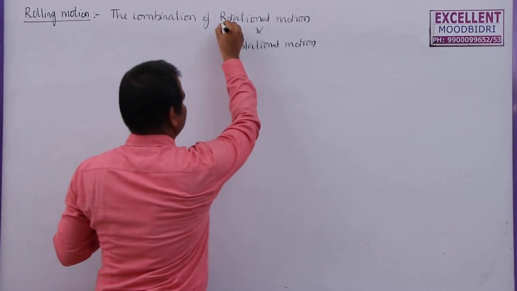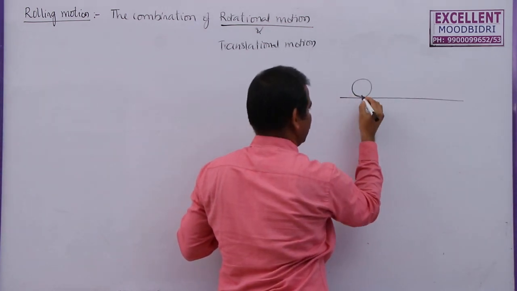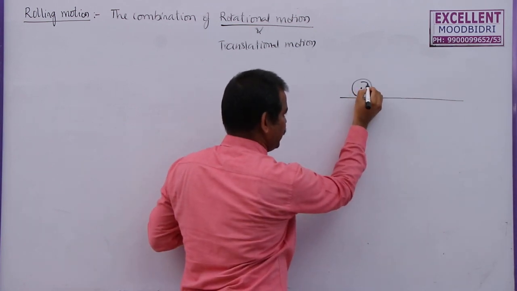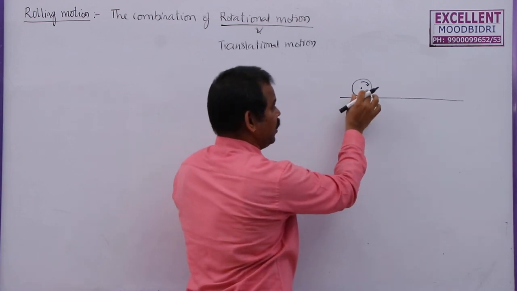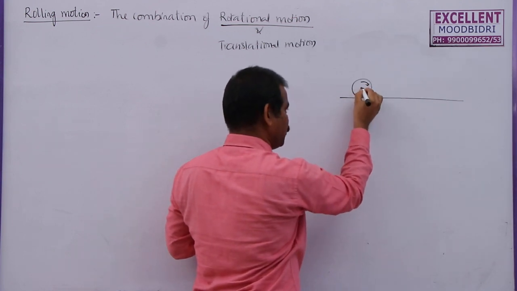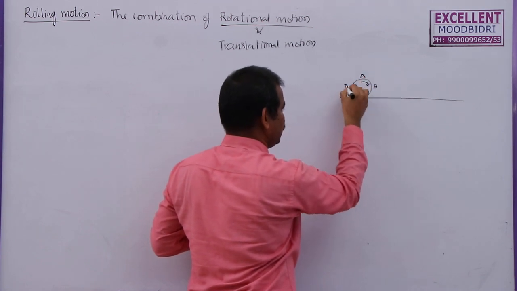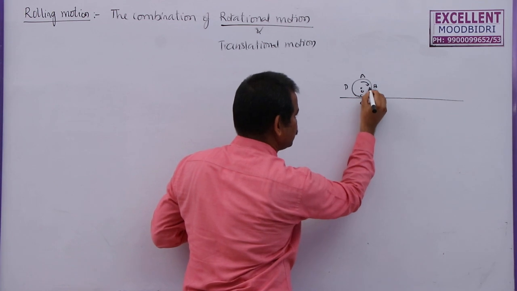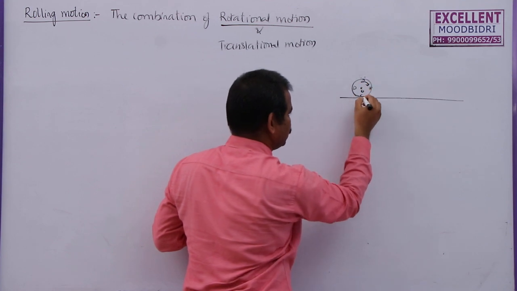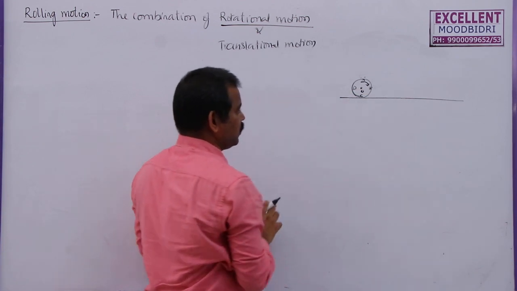Here, if you consider the rotational motion of a body, let me take one disc here. When the disc is rotating about its own axis, let us say it is rotating in anti-clockwise direction, it is only rotating, not moving along a straight line. It is rotating only about this point O. Now, if you take the points A, B, C, D here, this is point C, this is point B, this is point A, this is point D. This is the point of contact between the surface and this rotating body.